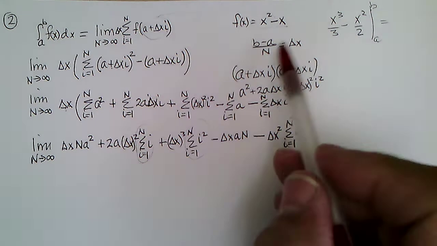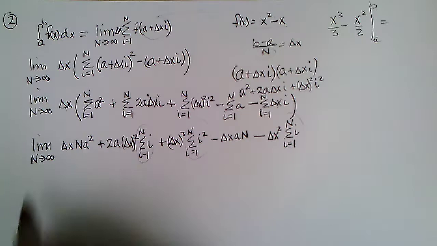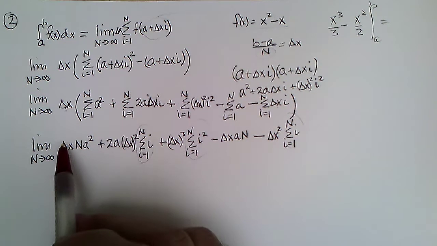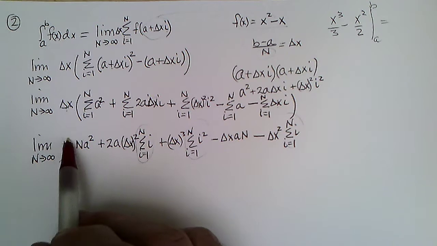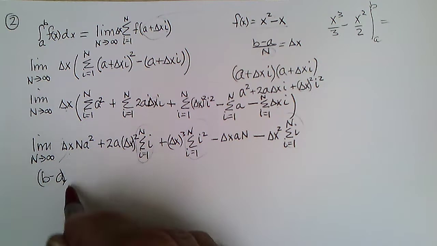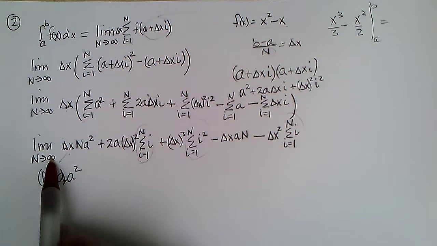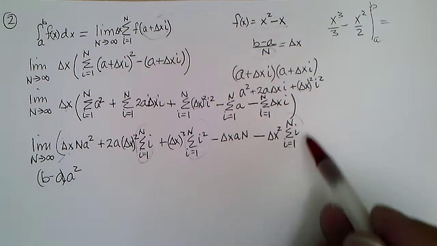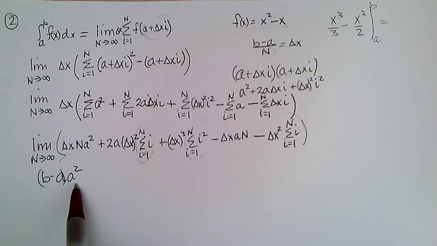delta x has an n in the denominator, and that's important to remember now as I do this next step. So this becomes the limit. I'm going to take the limit at the same time. So this is going to be b minus a over n. The n's cancel, so I'm going to have b minus a times a squared. There would be no n in that, and so as n goes to infinity, this doesn't change. So that's the limit of this, because I could split this limit into the limit of each part here. So this first term becomes just this.